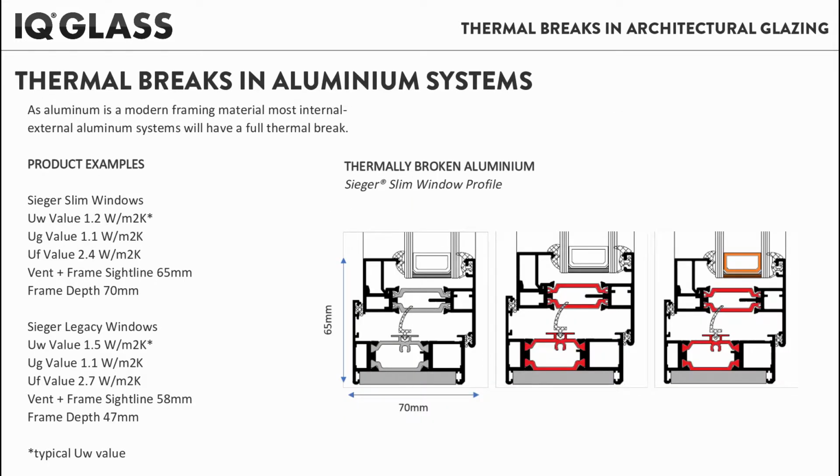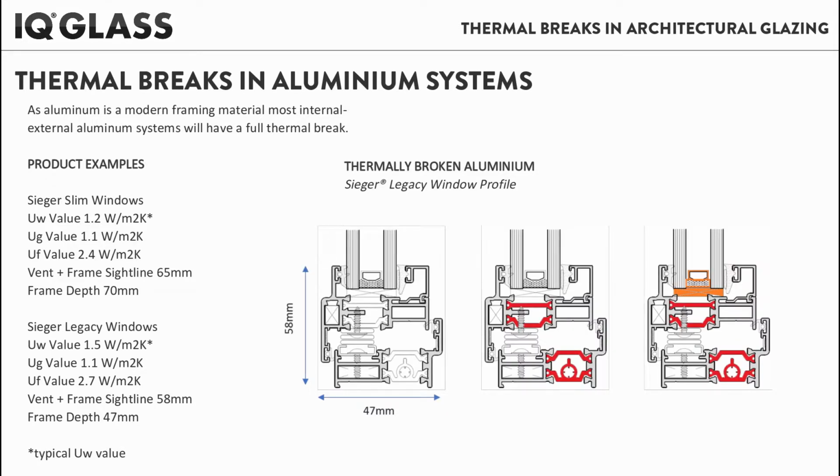So let's have a look at some real systems and the effect that their thermal breaks have on their thermal performance. This first system shown here is an aluminium system from the Seeger range, aptly named the Seeger Slim window. It has an overall depth of 70 millimeters and a vent plus framing profile of 65 millimeters. This is very slim for an aluminium system. You can see from the U value breakdown how the UG value and the UF value come together to offer a typical UW value of approximately 1.2 watts per meter squared Kelvin.